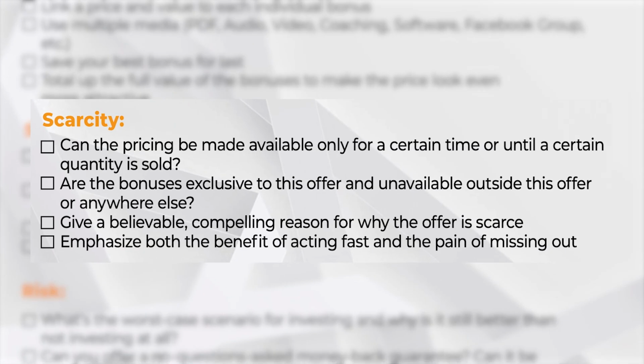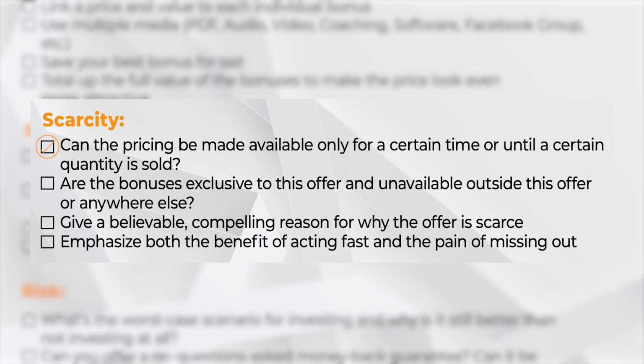Now let's talk about the scarcity part of the checklist. There's really only 4 ways that something can be scarce. It's either scarce, meaning it goes away, or the price increases. Those are your 2 options, based upon a time limit or a quantity limit. So those are the only 4 components. And so is your price going to go up after a certain time or after a certain quantity is sold?